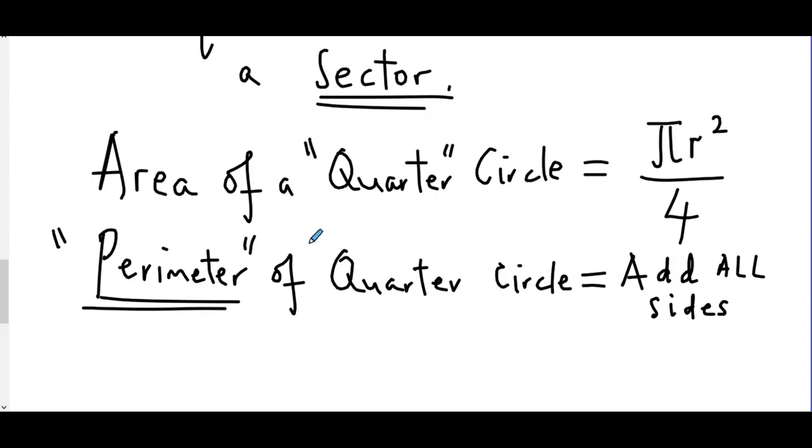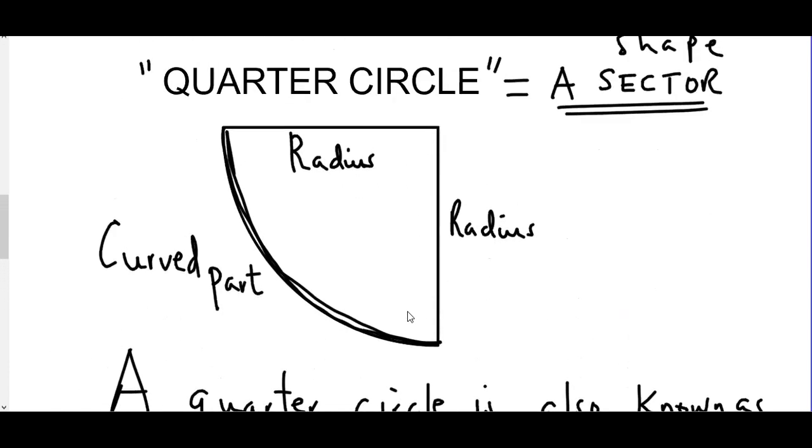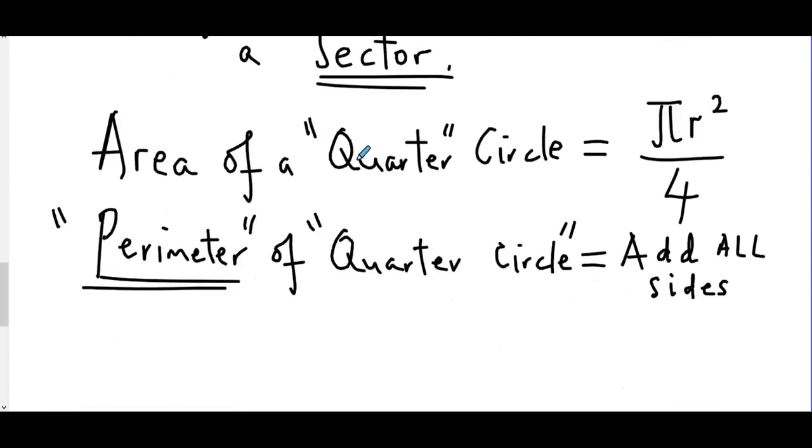Now here we are talking about the perimeter of a quarter circle. So I'm going to quickly go to the quarter circle and see how many sides there are. Once I know how many sides we have, I'll go ahead adding those sides. You can pause this video and tell me how many sides you can see on a quarter circle. If you said 3, then you guessed correct.